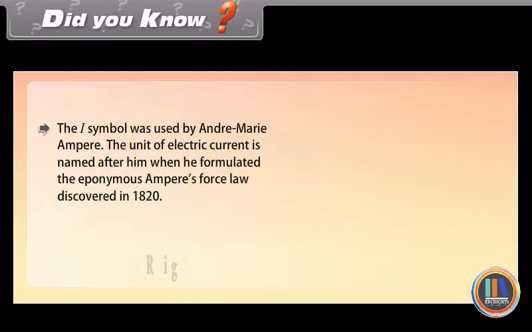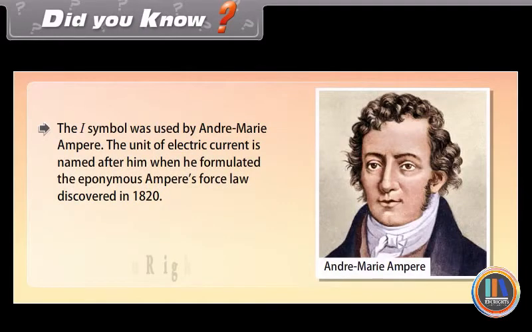Did you know? The I symbol was used by André Marie Ampère. The unit of electric current is named after him, when he formulated the eponymous Ampere's force law discovered in 1820.